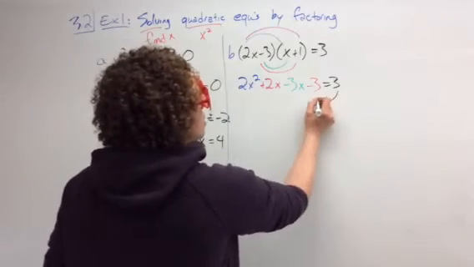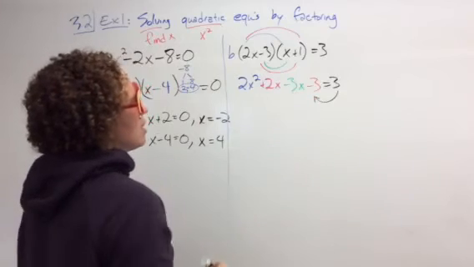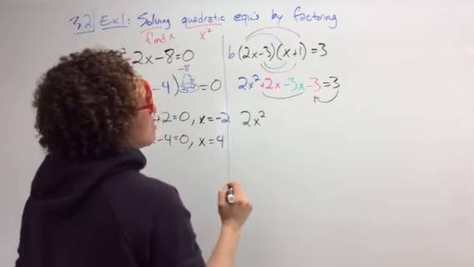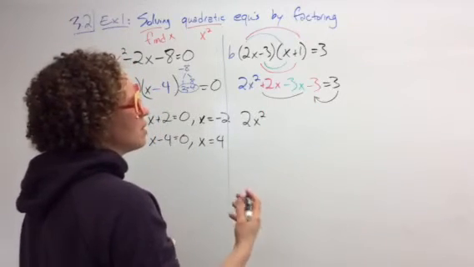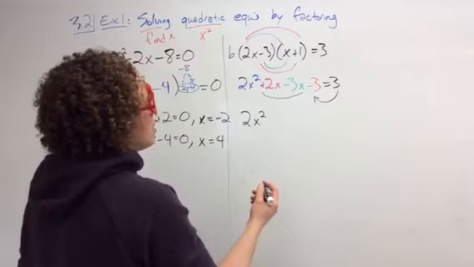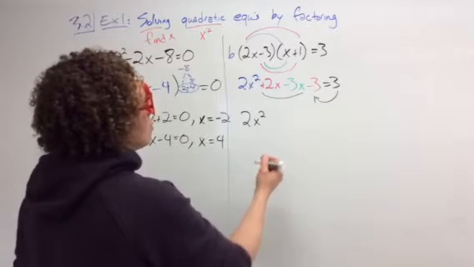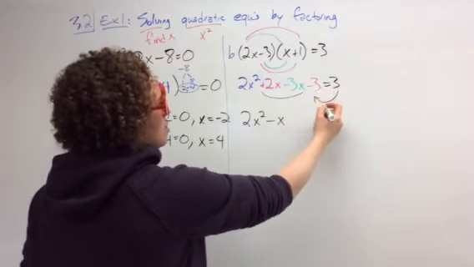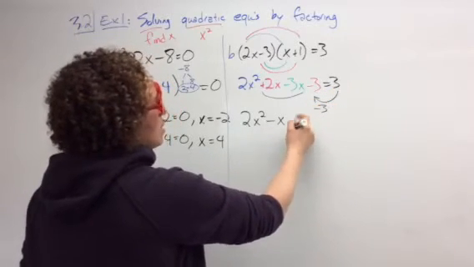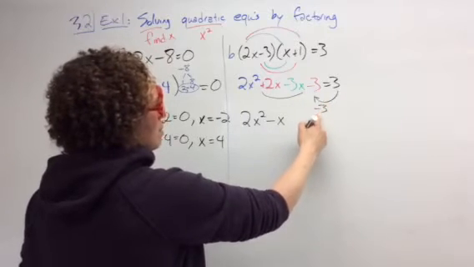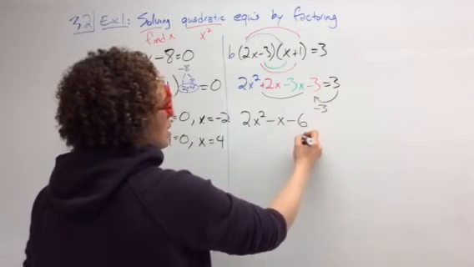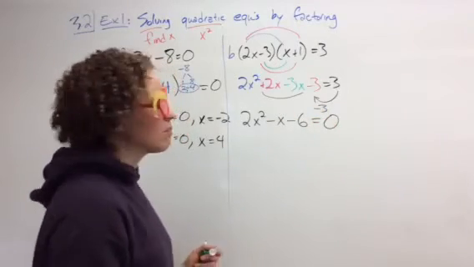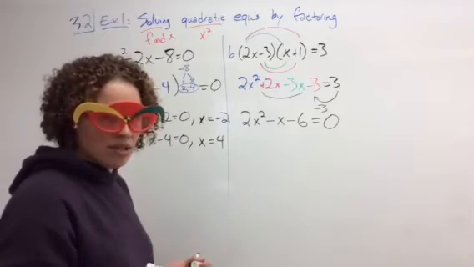So I'm going to bring this 3 over here, and I'm going to rewrite this whole thing in a simplified way. So 2x squared, I can remember that these guys are going to simplify down and collect my like terms, and I'm going to have to write -x there. And then when this one comes over, it's going to be -3. So -3 and -3 is going to give me -6. Now, there's nothing on the other side, so it's equal to 0. Now what I can do is factor this.